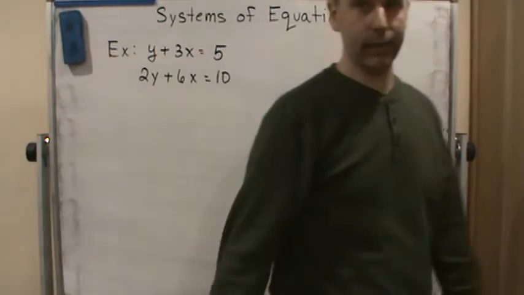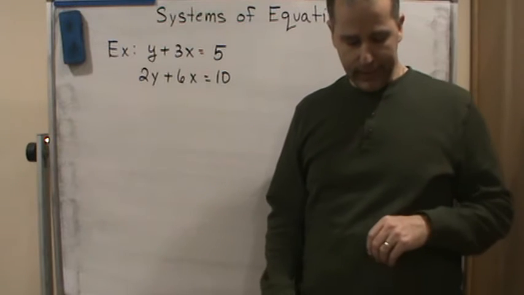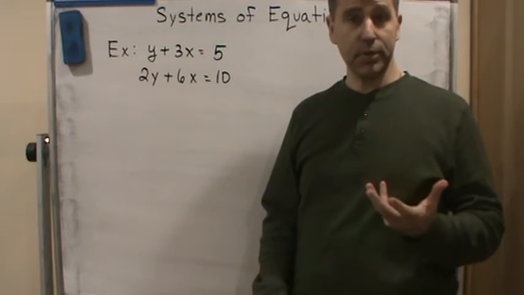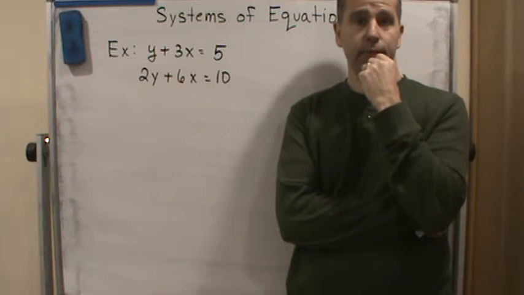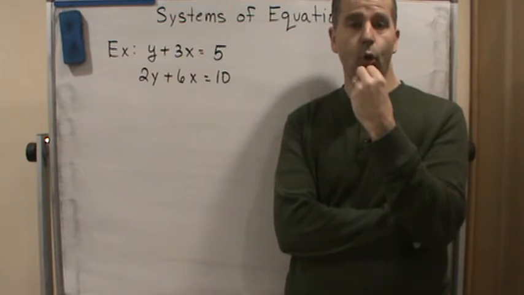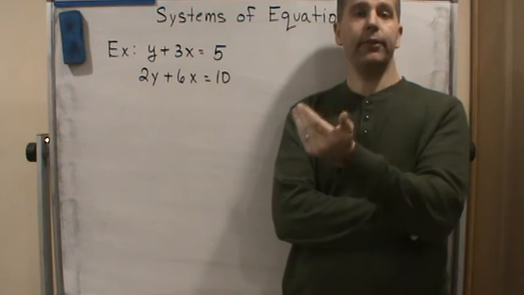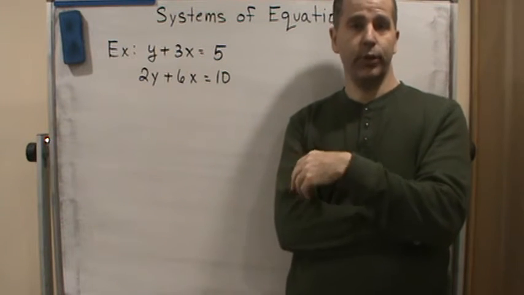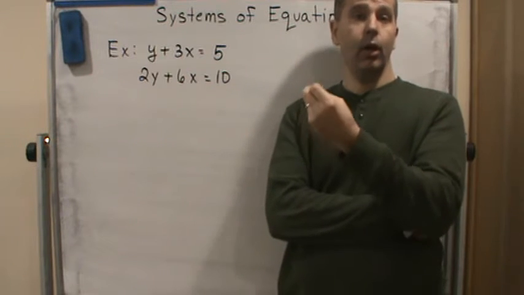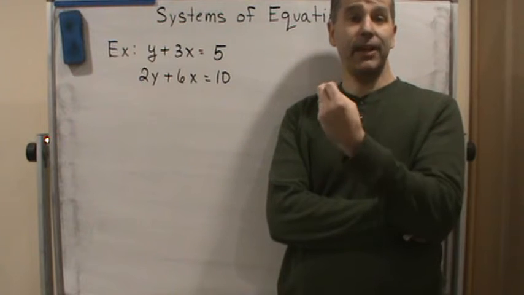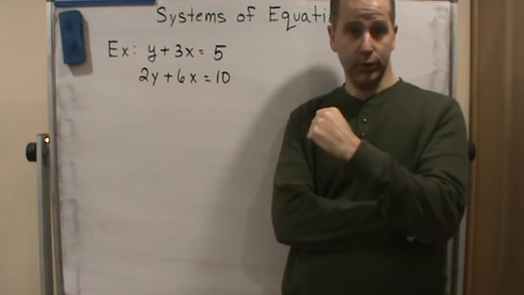Okay, so welcome back. Now let's talk more about systems of equations. So far we've done examples of systems of equations where there's only one unique solution to the system. But there are many cases in which there's going to be no solution at all to the system, or there's an infinite number of solutions, or what we say infinitely many solutions.